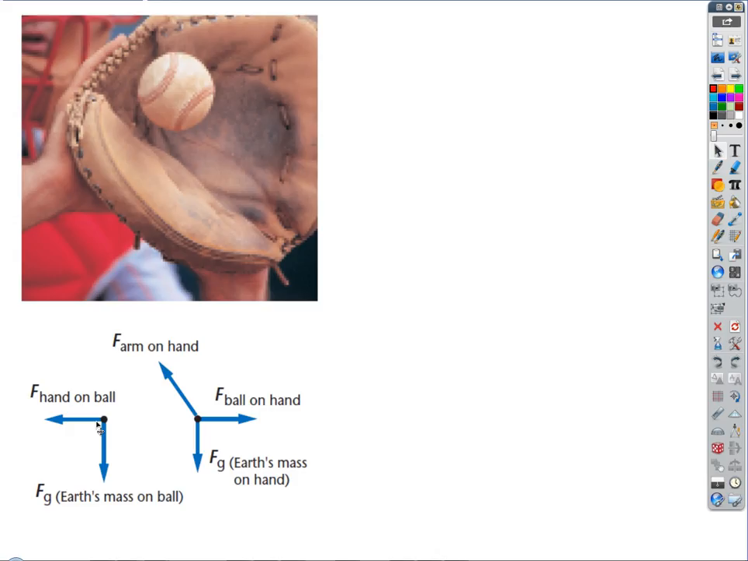I guess I've got this maybe backwards, so I should be standing in this direction, right? The ball's coming in like this. I'm pushing on it in that direction and gravity's pushing on it down. So those are the two forces acting on the ball.